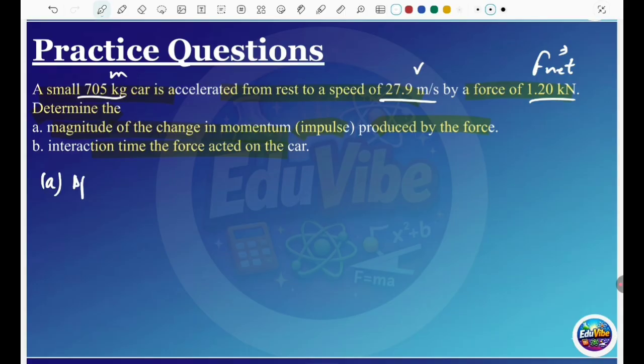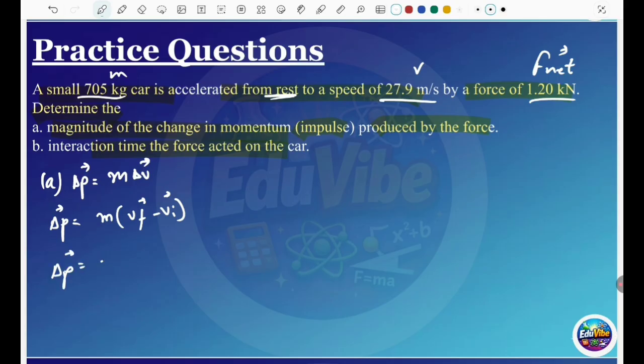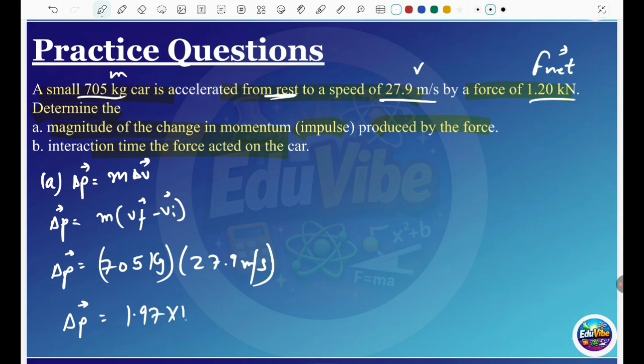So for the A part, for delta P, we can use the mass times delta V. So delta P is mass times final minus initial velocity. The car starts from rest, so the initial goes to 0. So we have 27.9. The mass is 705 kgs. Multiply this by 27.9 meters per second. When you calculate this, you get about 1.97 times 10 raised to power 4 kg·m/s.